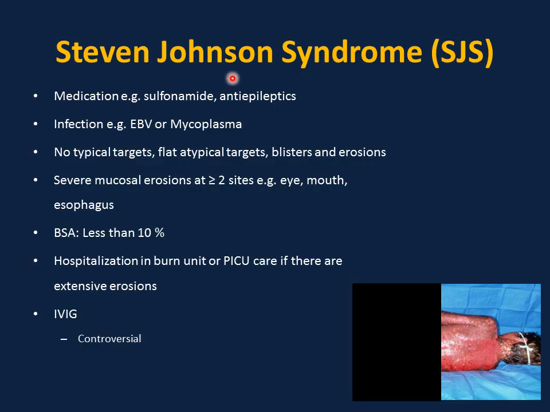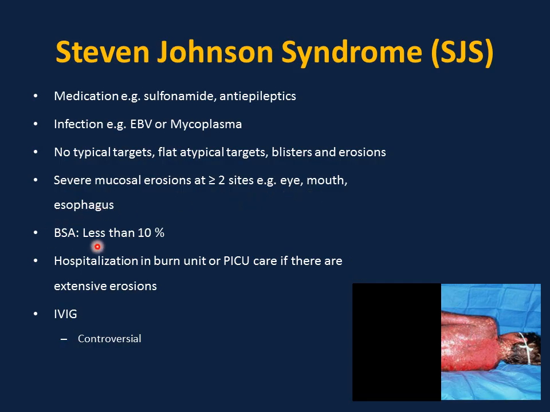Stevens-Johnson syndrome is more severe than erythema multiforme. Common triggers: medication, sulfa medication, anti-epileptics, infection, for example EBV or mycoplasma. Presents with flat atypical targets, blisters and erosion, as you see here. Also associated with severe mucosal erosion, usually two sites or more, for example eye, mouth and esophagus.